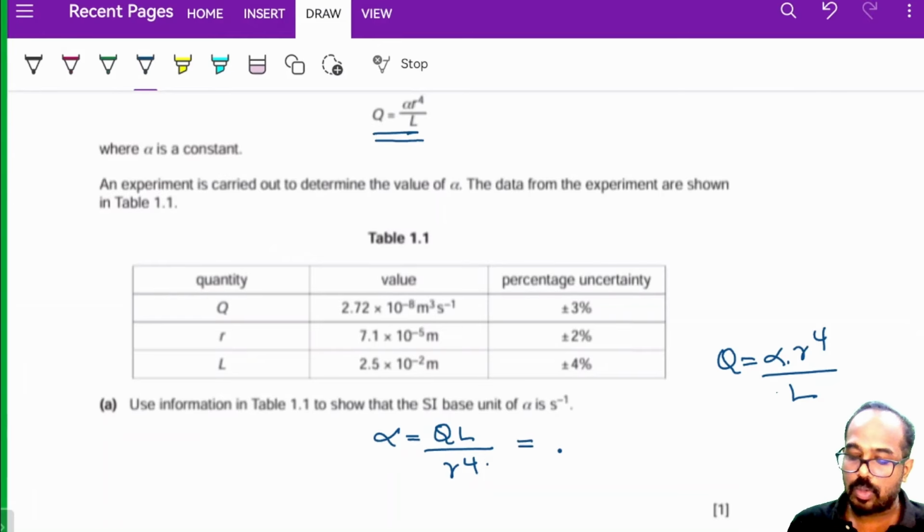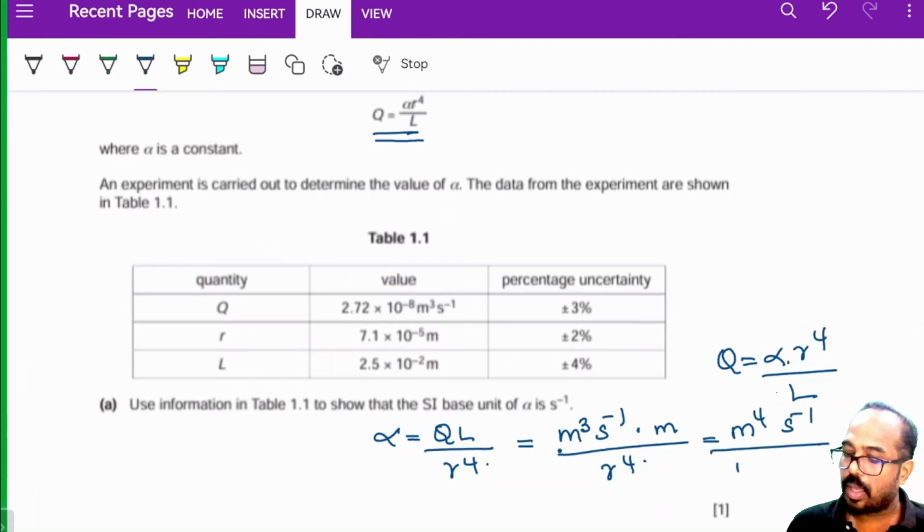You just substitute the SI units of these quantities in this equation. So Q, what is the unit? Meter cube, second to the power minus 1. Length is measured in meters, and R is the radius, measured in meters, so R to the power 4. This will be m to the power 4 s to the power minus 1 by m to the power 4. The m to the power 4 will get cancelled. So the unit is s to the power minus 1. So you have proved it.